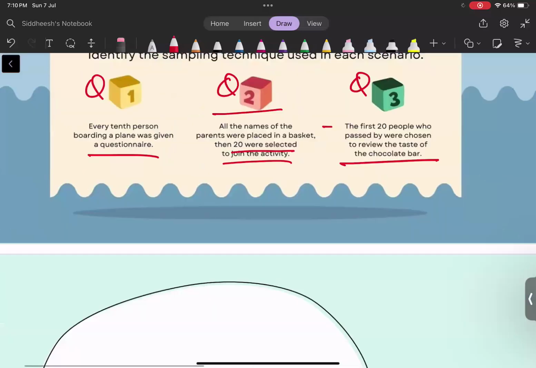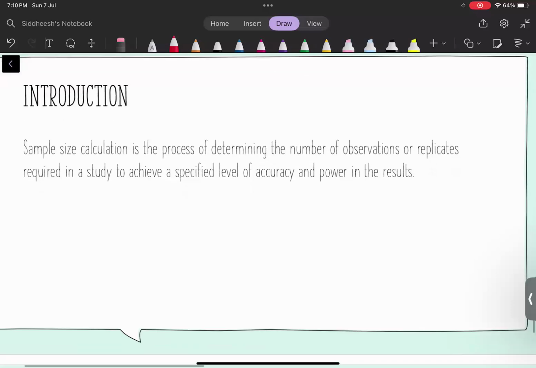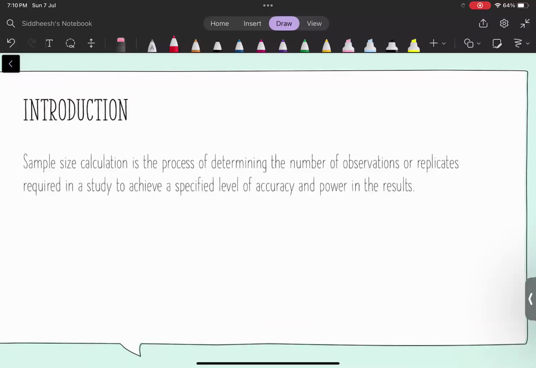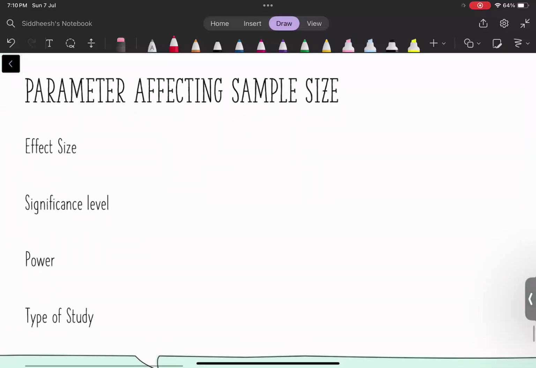No? Okay. Now the main thing, that is the sample size calculation part. Sample size calculation is a process of determining the number of observations or replicates required in a study to achieve a specific level of accuracy and power in the result. Now, let's discuss four important parameters. If you are dealing with the sample size, you need to learn all these four parameters. The first thing we have is the effect size.